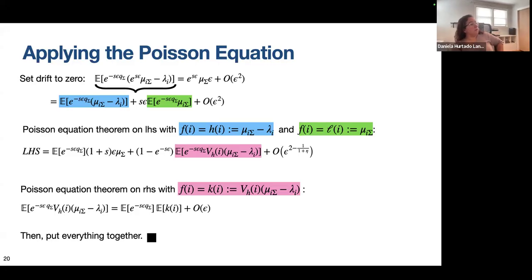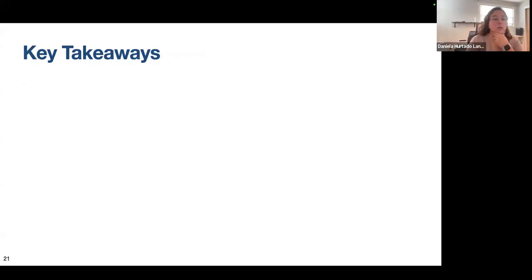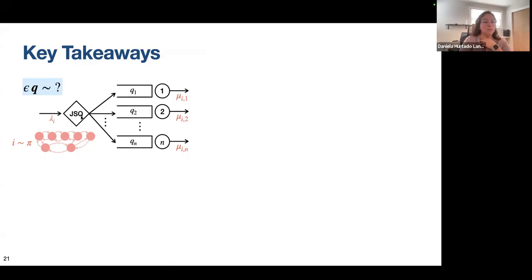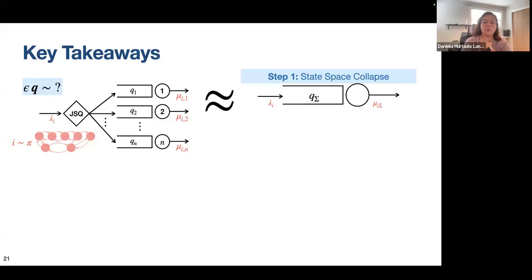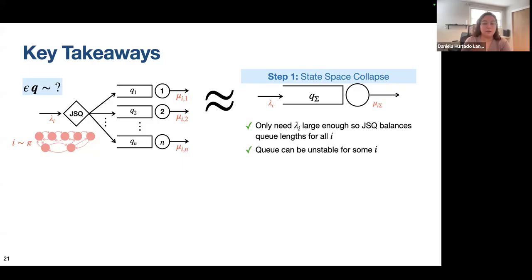Before finishing, I'm almost done, let me recap. We took a fairly complicated system, JSQ, where the parameters are Markov modulated, and we wanted to understand the distribution of the vector of Q lengths scaled by the heavy traffic parameter epsilon. The first step was state space collapse. Instead of analyzing this vector of Q lengths, we analyzed an equivalent single server queue. The only condition we had is that lambda is large enough for each state I, meaning that, for example, the Q could be unstable for some states I because of a very large lambda, and that's okay.